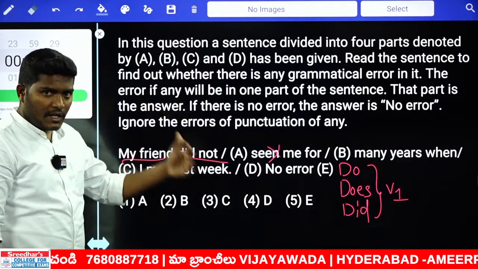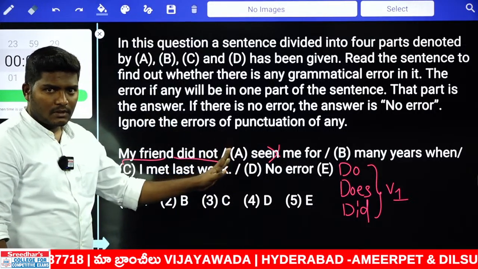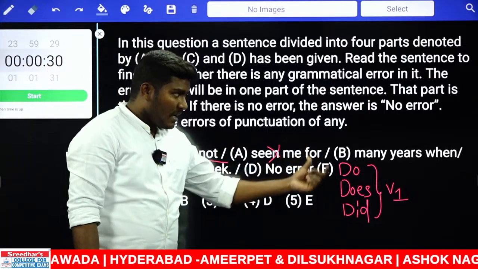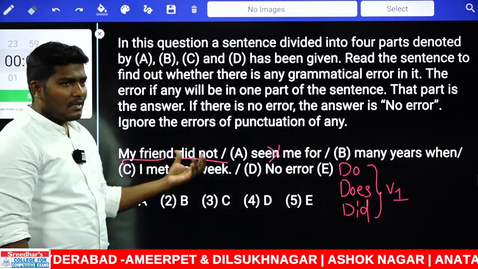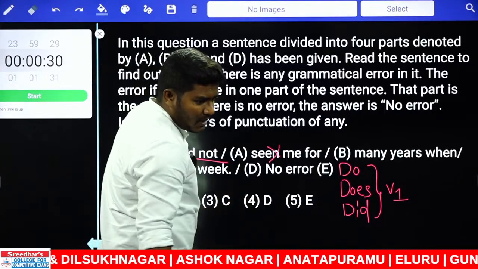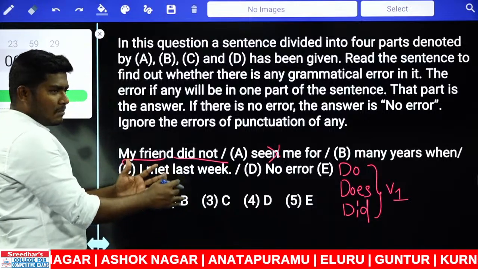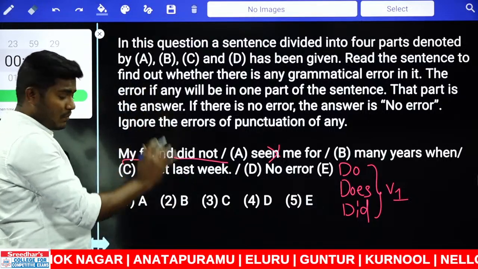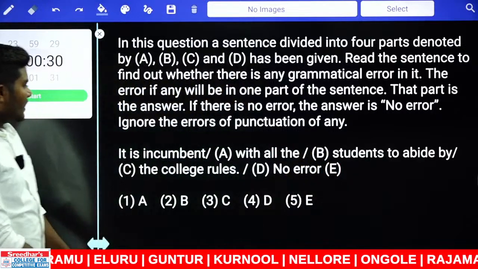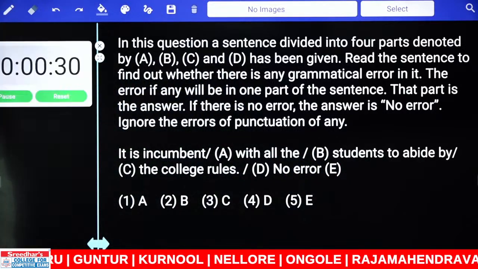Did not is already past. Again, we should not use past. That becomes a redundant case. So, "did not see me for many years when I met him last week." Absolutely correct. Answer goes with the B part. Have you all got it correct? There is nothing much to explain here. In the rearrangement, that was important. Next, if there is anything that I can add, I will add it. Start your answer now.